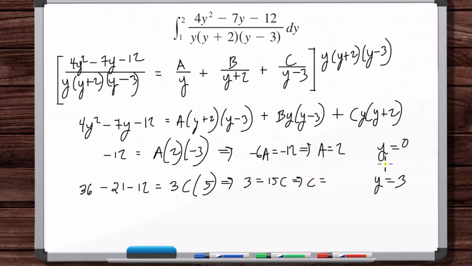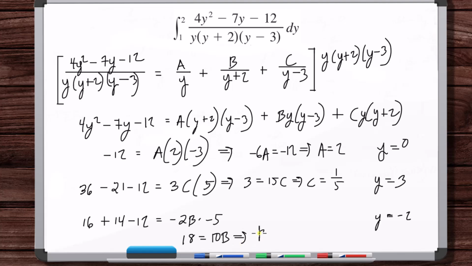C is equal to 1/5. Okay, now when y is equal to minus 2, you've got 2 times 2 equals 4 plus 14. Okay, minus 2b times minus 5. 16 plus 2 is 18 is equal to 10b. b is equal to 18 divided by 10 is equal to 9/5.